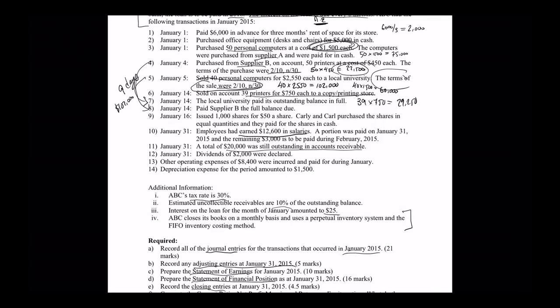Dividends of $2,000 were declared. As well, we also have other operating expenses of $8,400 that were incurred and paid for during January, and depreciation expense for the period amounted to $1,500. So let's put these down.